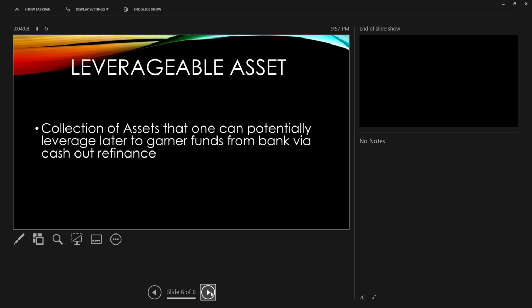And then we have a leverageable asset. What we're doing is building a collection of assets that one can potentially leverage later to garner funds from a bank via cash-out refi. So we put a tenant in there, give it about six months of seasoning, then we get home insurance. We pay a full year of home insurance on the home. Now we can go get a cash-out refi of the house. We can pull at least $12,000 to $14,000 out and repeat the process and move on to the next one.